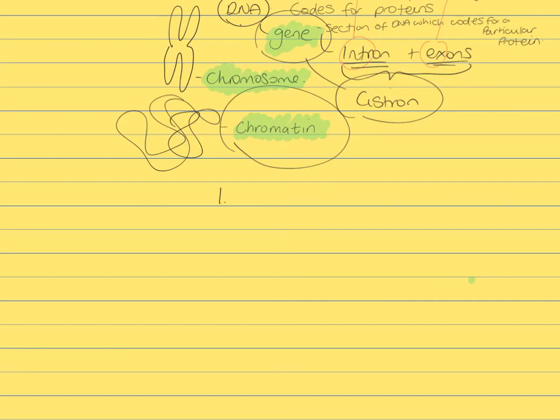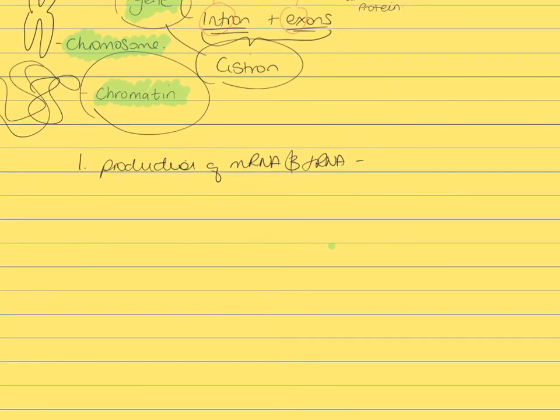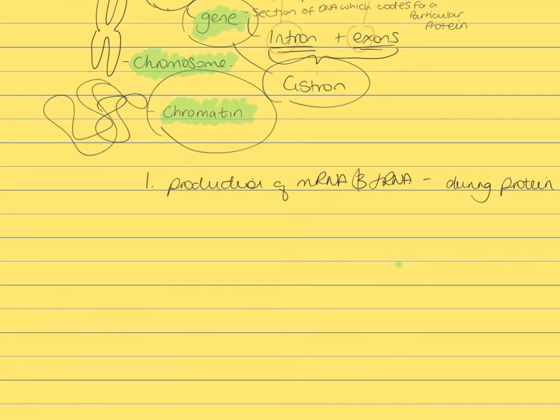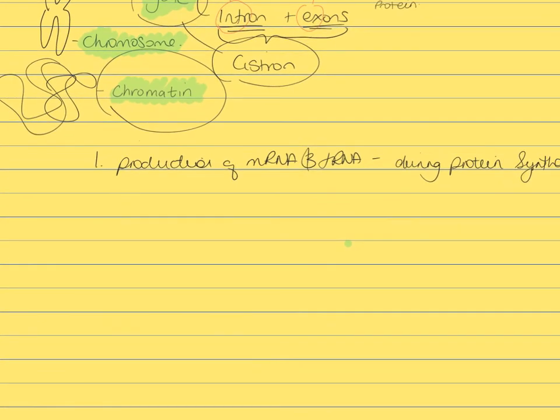So one is the production of mRNA and tRNA during protein synthesis. The production of proteins. This production of mRNA is known as transcription.